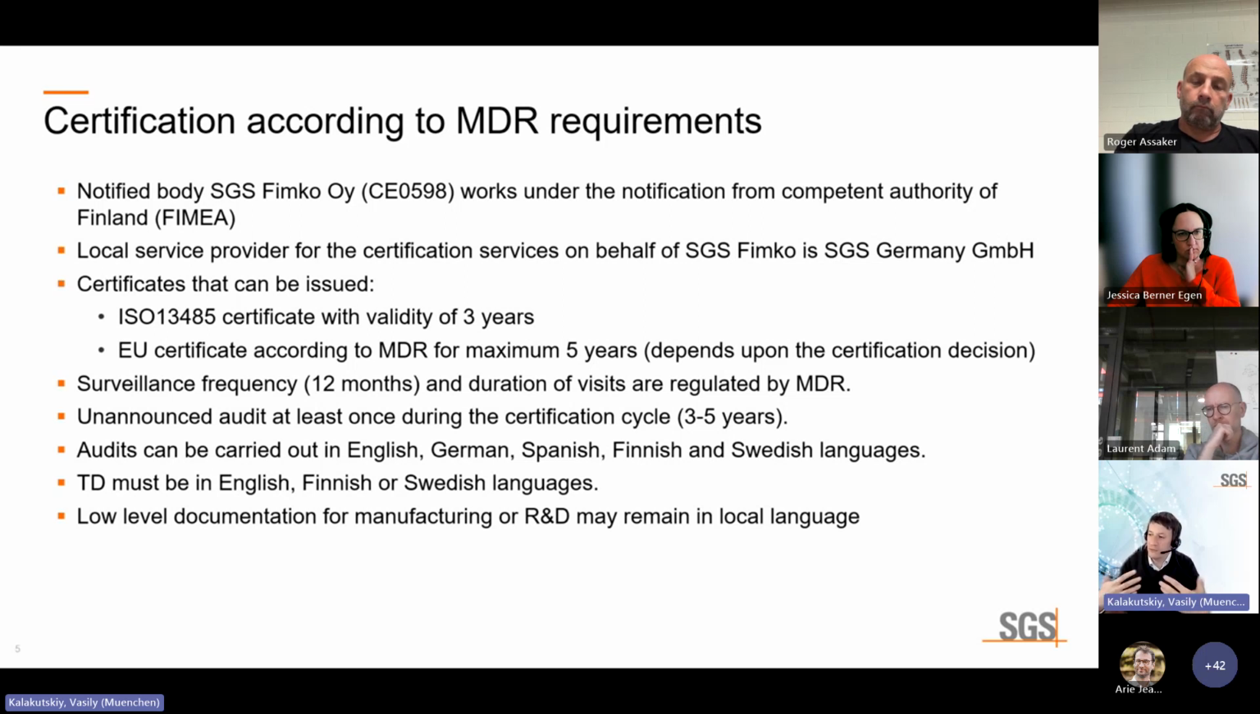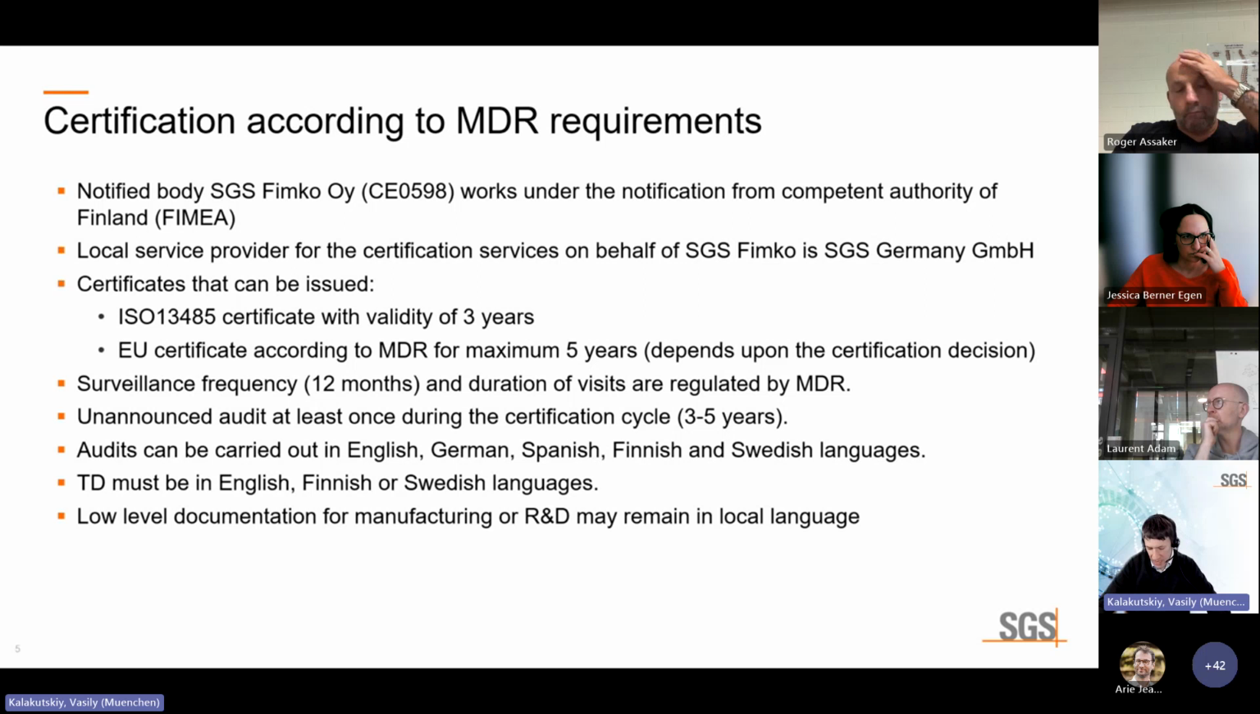So that's why, for the sake of correctness, we use the long names for this. Yeah? So each certificate is valid, taking into account the fact that the surveillance is performed every 12 months. Yeah? So it's not just a one-time event. The auditors will visit your company every 12 months, and this is regulated by MDR.